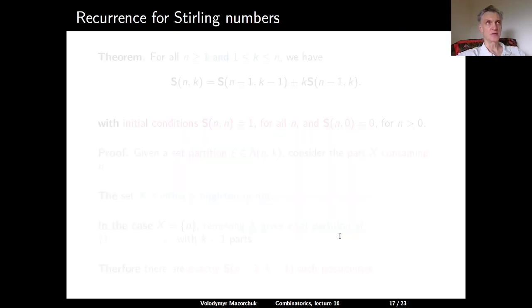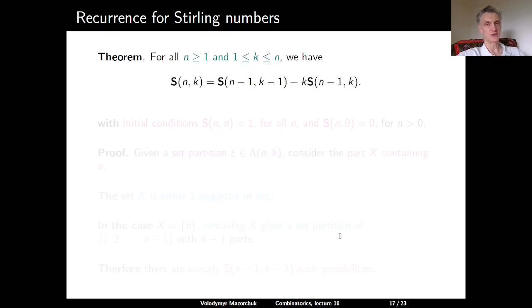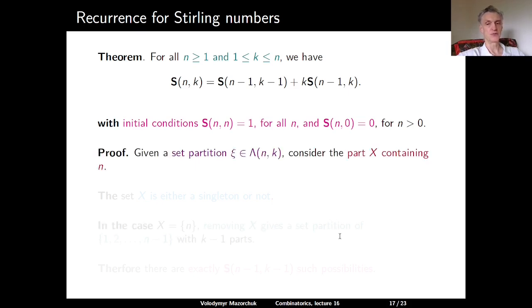So we have already established a recurrence for Bell numbers. Here is a recurrence for Stirling numbers. For all n greater than or equal to 1, and all k between 1 and n, we have that S(n, k) equals S(n minus 1, k minus 1) plus k times S(n minus 1, k). And the initial conditions are that S(n, n) is 1 for all n, and S(n, 0) is 0 for all n greater than 0. Proof.